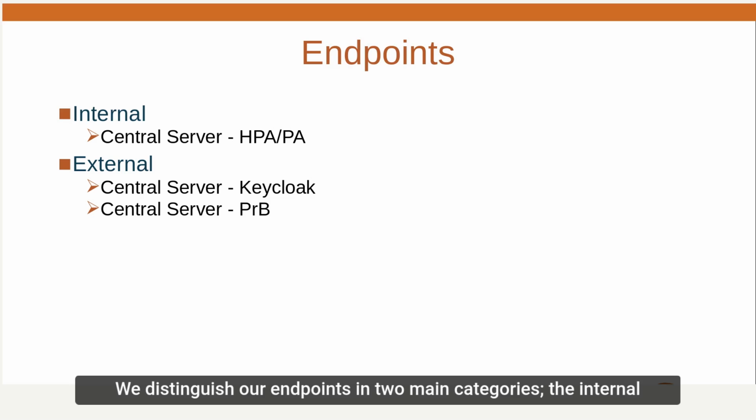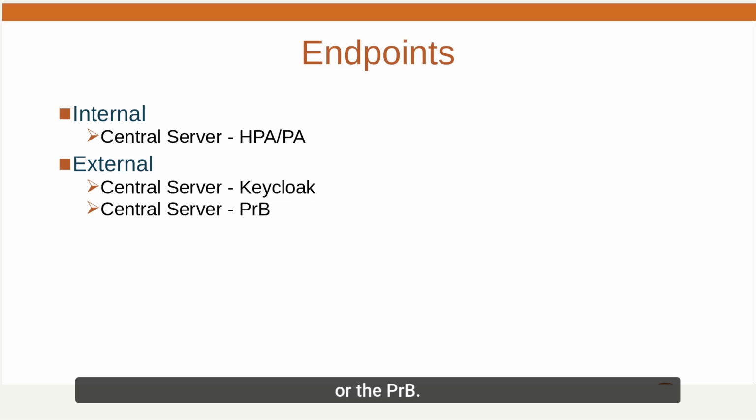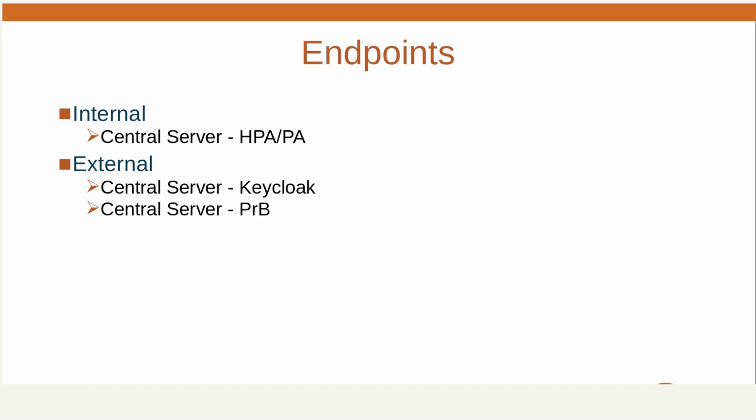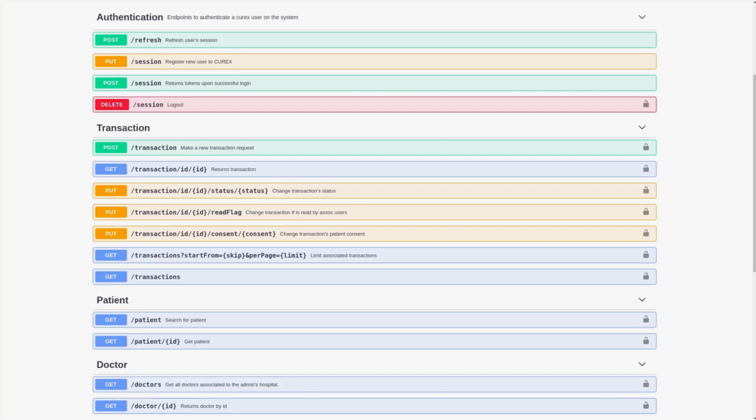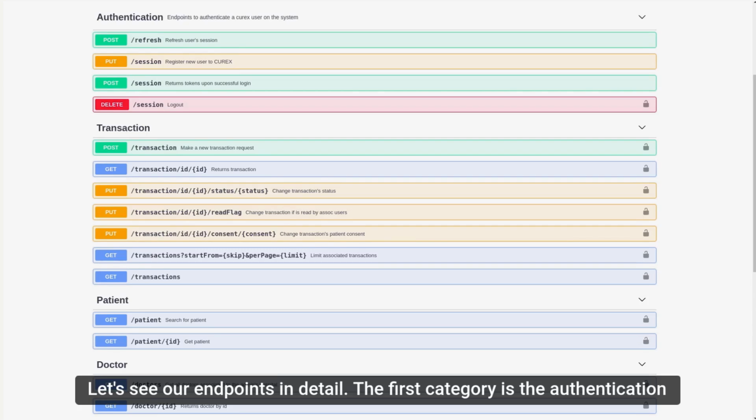We distinguish our endpoints in two main categories, the internal and the external. Internal are the endpoints between the central server and the two applications front-end part, while external are the endpoints between the central server and the Keycloak or the private blockchain. Let's see our endpoints in detail. The first category is the authentication category that contains all the endpoints that refer to the Keycloak authentication server.